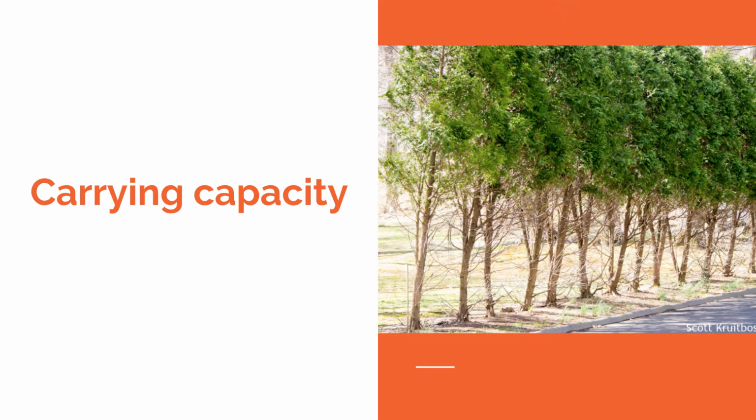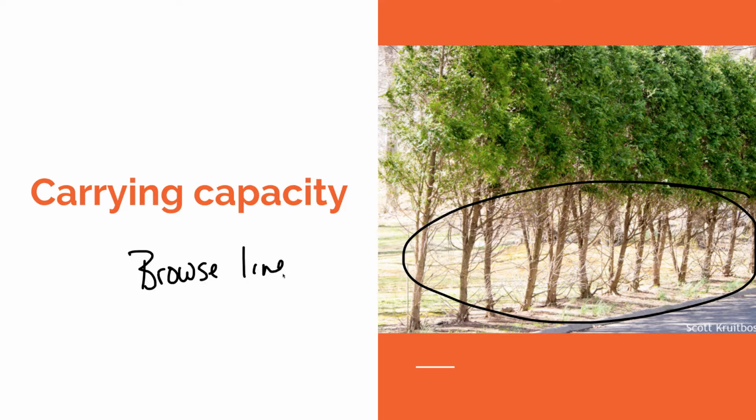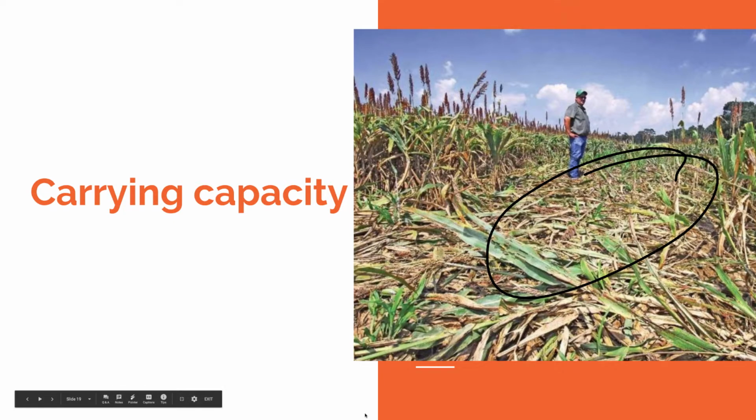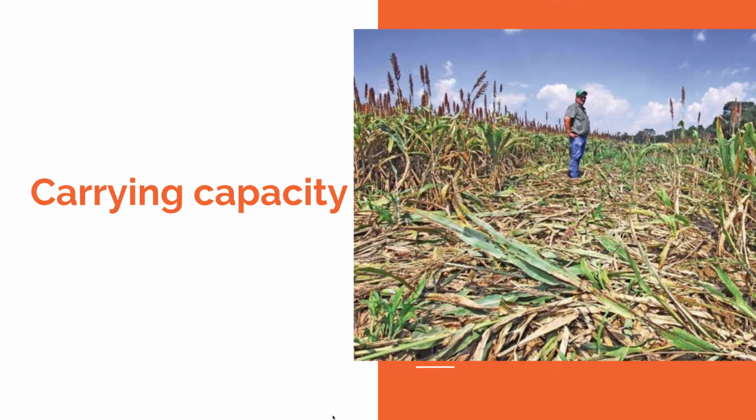For example, if you notice carefully here, you see there's nothing growing at a certain level. This is something called the browse line, and that's caused by deer. Too many deer have been snarfing on these arborvitae trees. Too many deer have been eating this farmer's sorghum field. Look at it. It's all trampled down here. This probably indicates that deer are reaching the carrying capacity of this area.